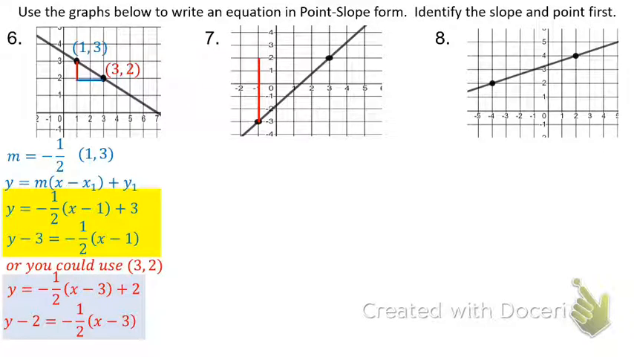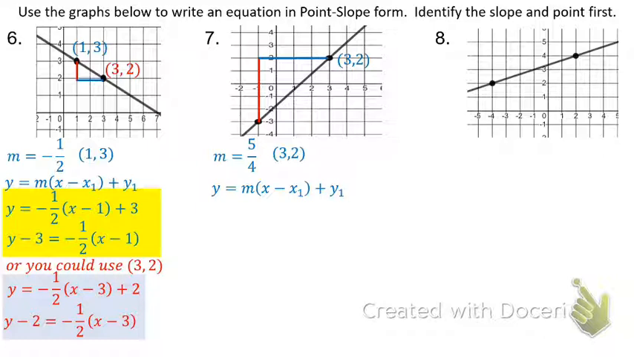On 7, I can see it's a positive slope, and I can go up and over to see that the slope is going to be up 5 and 4 to the right. The slope here is positive 5/4. Picking one of the points, for instance 3, 2 on the right, I can write the equation.